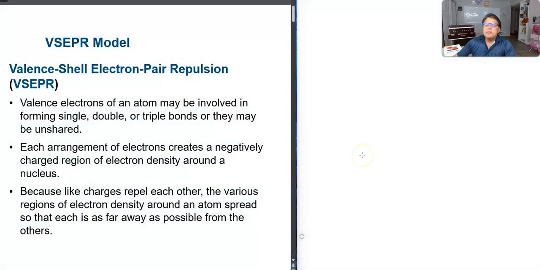So VSEPR theory refers to the valence shell electron pair repulsion theory. Okay, what is this actually? This VSEPR theory tells about the repulsion between the electrons. So what happens after repulsion between the electrons? It's nothing but the VSEPR theory tells us what is the shape of the molecule, what is the structure of the molecule, right?